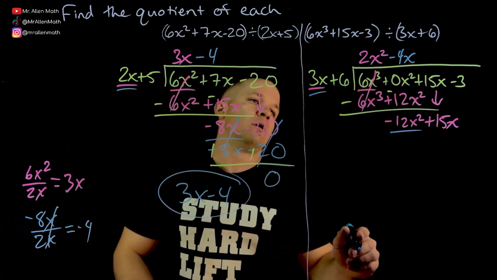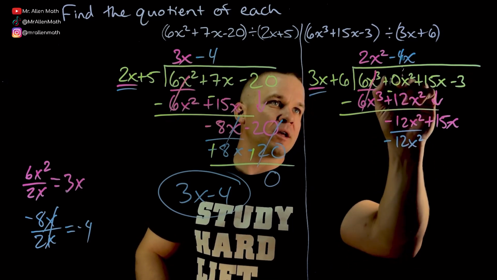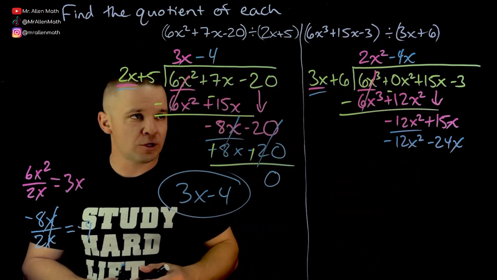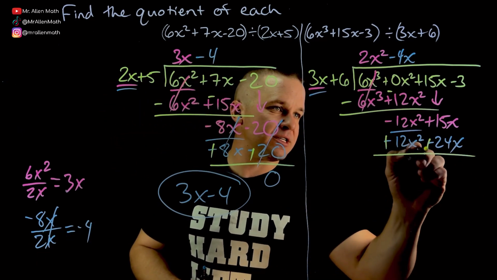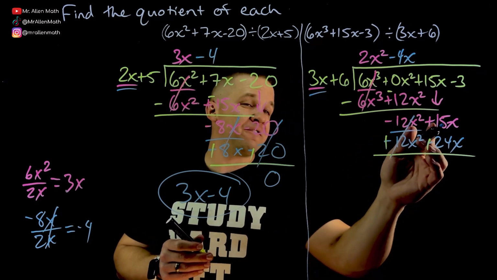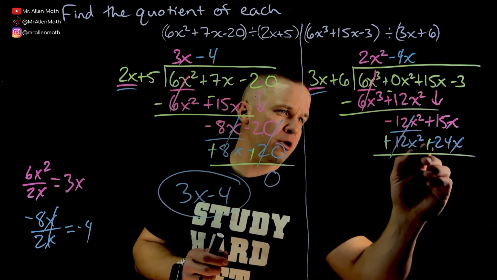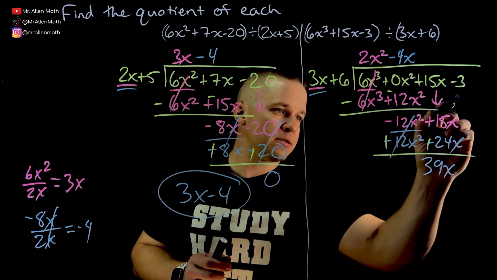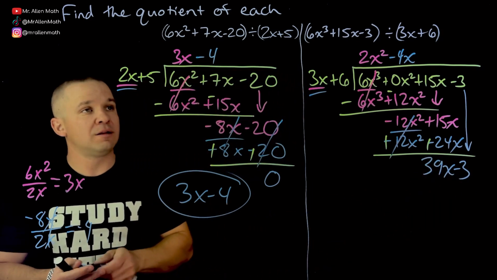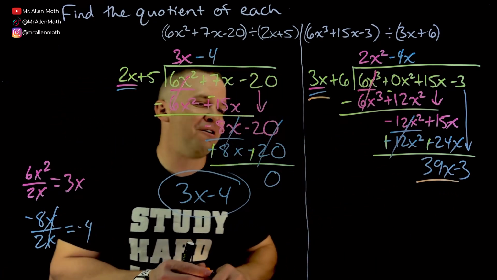All right. Negative 4x times 3x is negative 12x squared. Negative 4x times 6 is negative 24x. Draw a line. Change the sign. These two cancel. They always will. And then I've got 15x plus 24x. That's going to be 39x. Snoop Dogg, drop it like it's hot. Start my process over one last time. One more time.